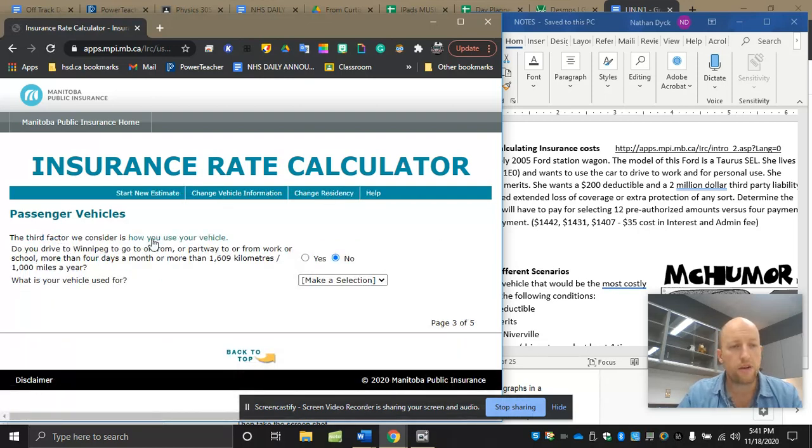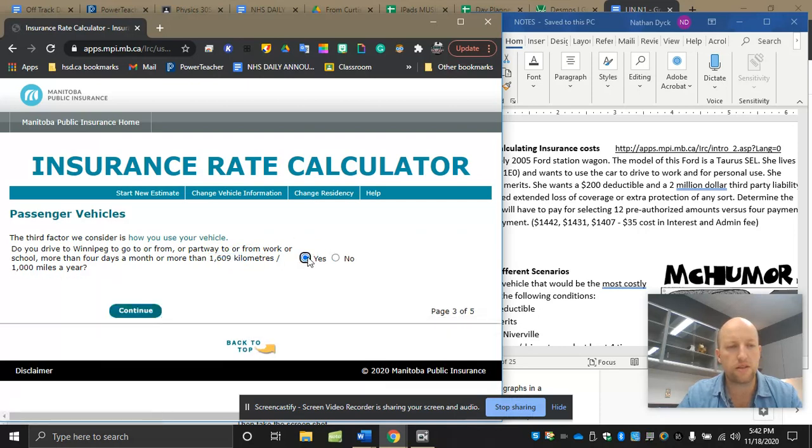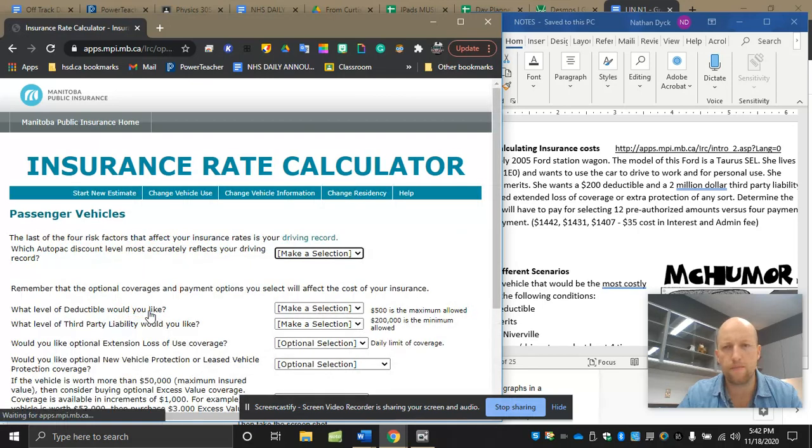The third factor we consider is how you use your driver vehicle. Do you drive to Winnipeg or drive partway there to work, more than 4 days a month, or more than 1,600 kilometers in a year? So this is that amount. If you're driving more than 1,600 kilometers, I think that's the difference between all purpose and pleasure. If it's less than 1,600, it's going to be just pleasure. It doesn't take long to drive 1,600 kilometers, by the way. Do you drive to and from more than that? Definitely, yes. And we continue.